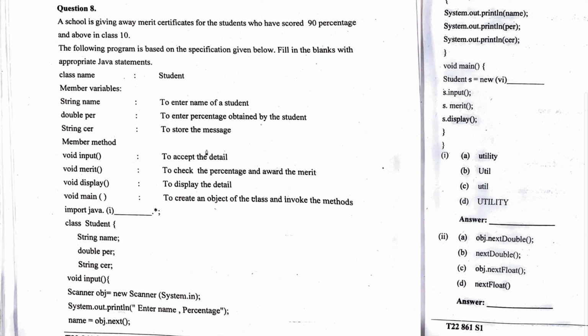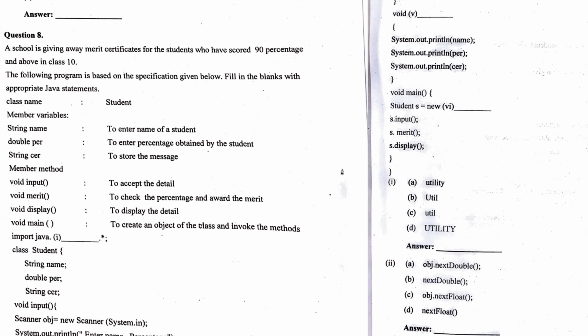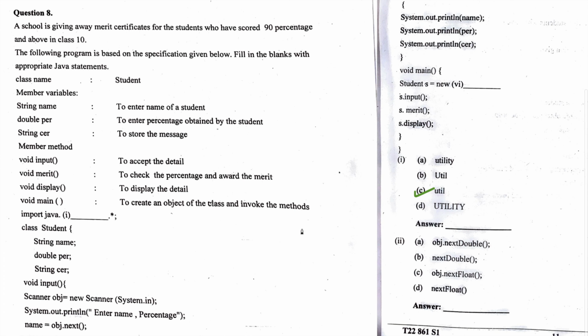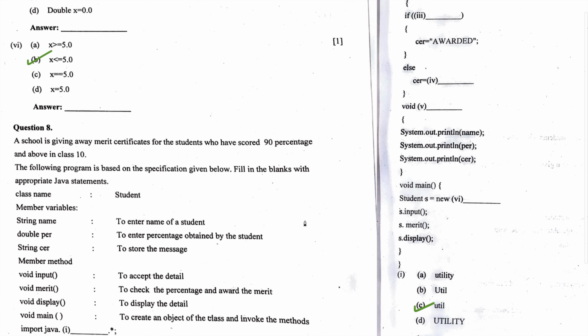The first part is import java dot this. We have the option util. This is the only valid package, and it contains the Scanner class, the object of which is created here in the input method.